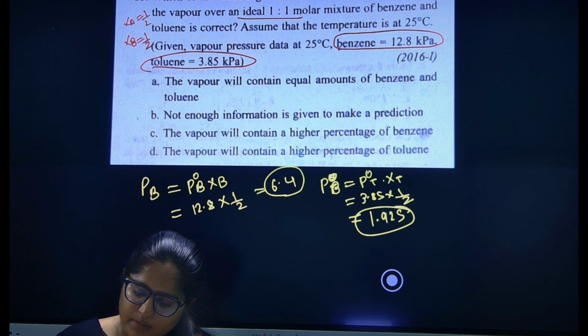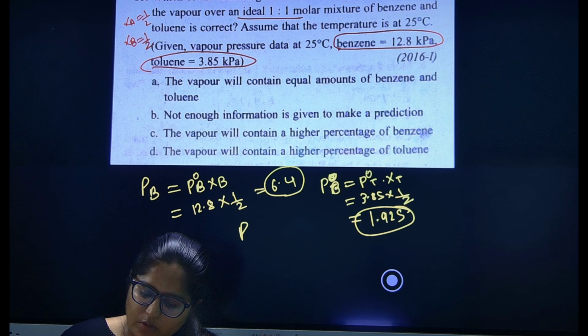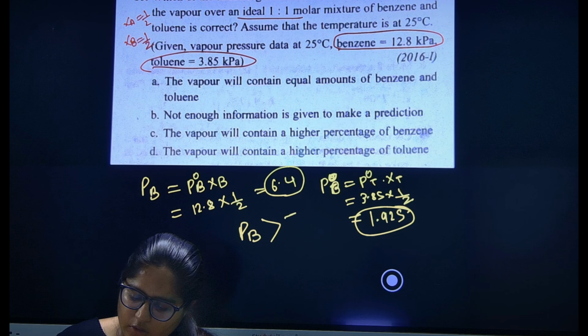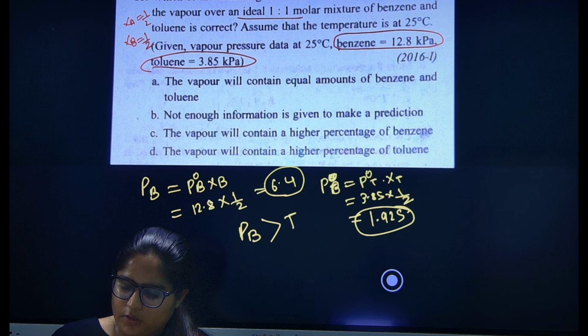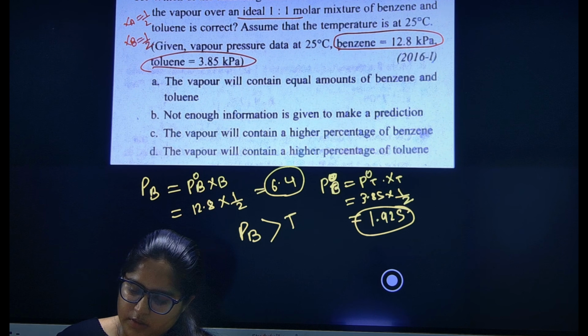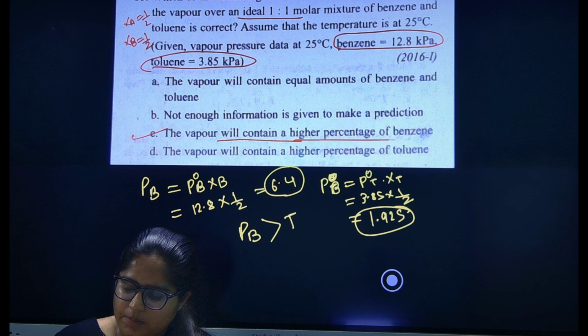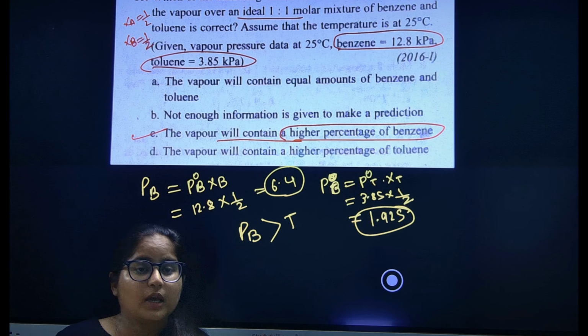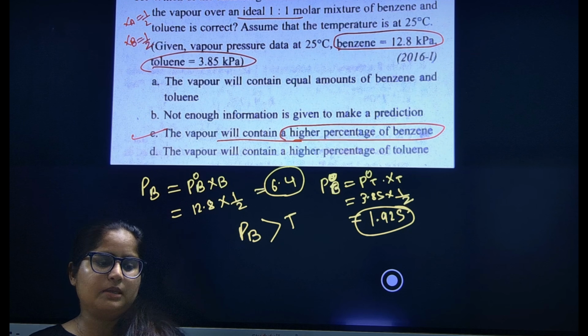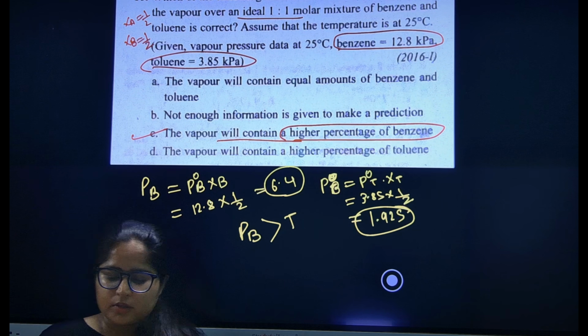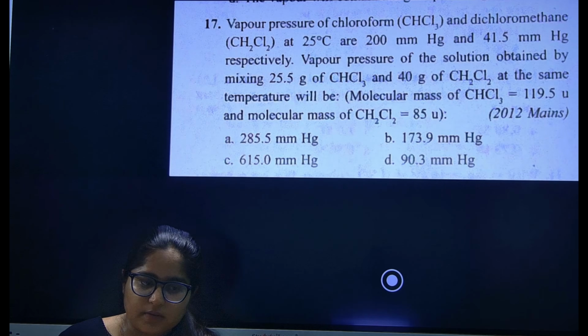So from here what are we seeing? We are seeing that the pressure of benzene is more than the pressure of toluene. So which option? Option C: vapor will contain a higher percentage of benzene. So more vapor pressure of benzene means a higher percentage of benzene in the composition. Now let us see question number 17.